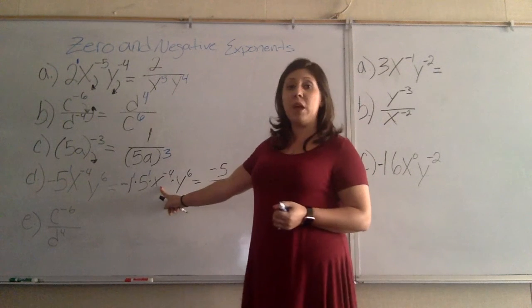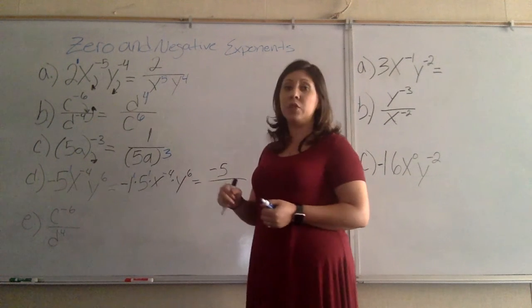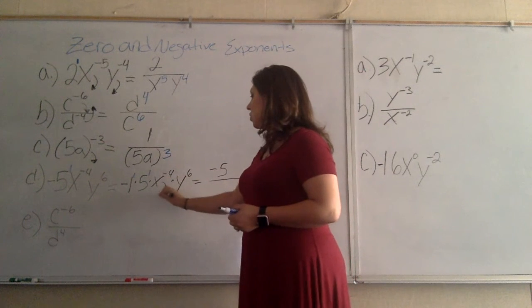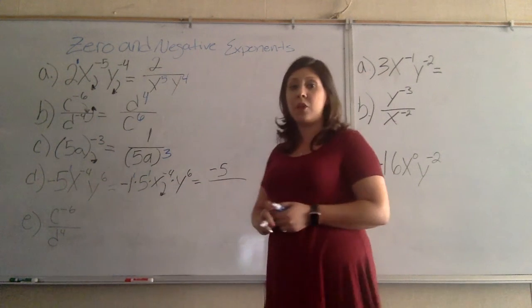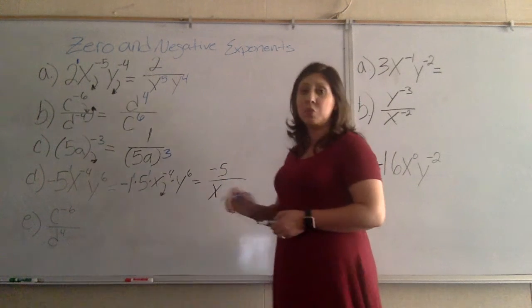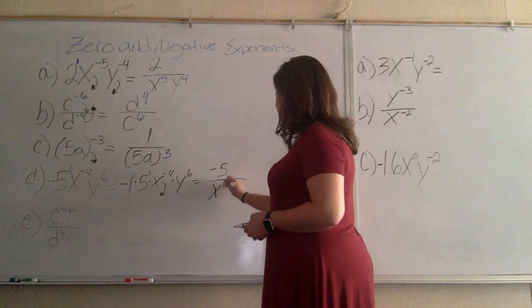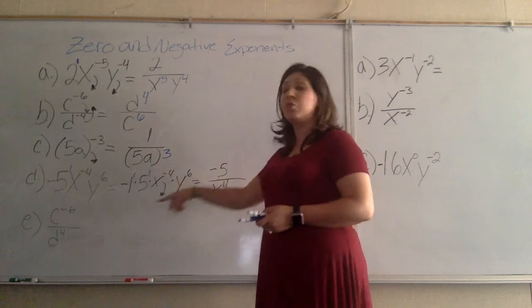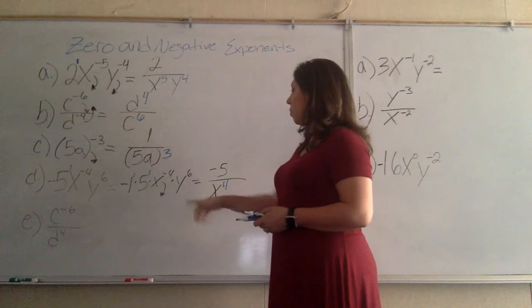If I look at my x, it has a negative 4. So since it does have a negative, it does want to move, so I'm going to move this guy down. So I'm going to put an x down here. Once I do have that x on the bottom, I put in my exponent, which is a positive 4. It becomes positive once I do move it down.